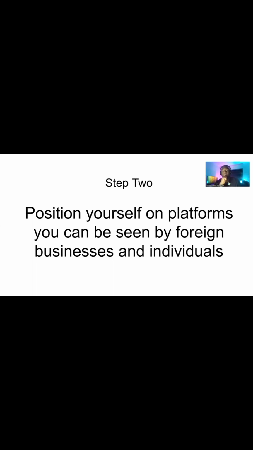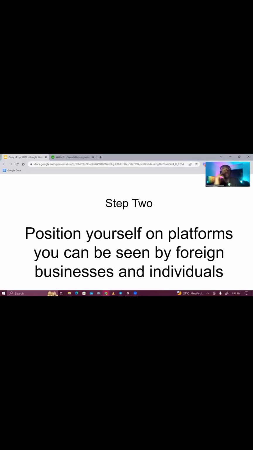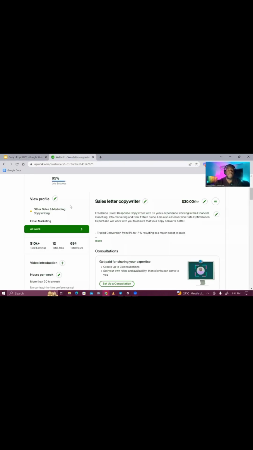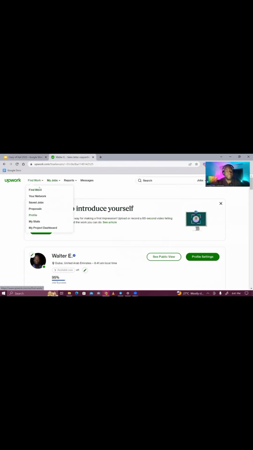Now, step two, what you want to do is position yourself on platforms to be seen by foreign businesses and individuals. Makes no sense that you are good at something and nobody knows you are good at it. Who is going to pay you? So you want to make sure that you position yourself on platforms where you can be seen by foreign individuals and clients. And one way to do this is via freelance platforms. Let's take Upwork, for instance, right? We can go back to Upwork right here and we'll click on find work, right?